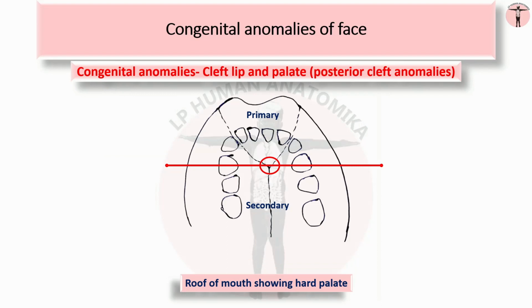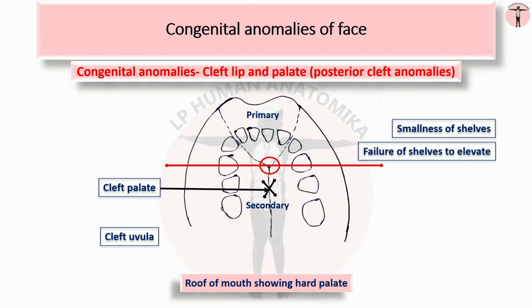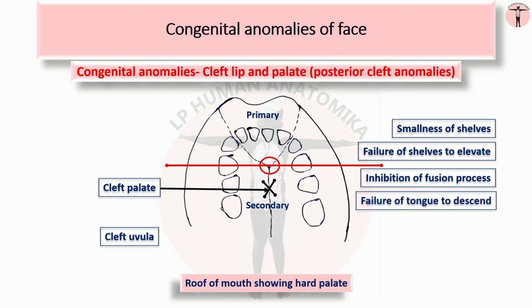The posterior cleft anomalies. The anomalies that lie posterior to the incisive foramen include cleft palate and cleft uvula. Cleft palate results from a lack of fusion of the palatine shelves, which may be due to smallness of the shelves or failure of the shelves to elevate, or inhibition of the fusion process itself, or failure of the tongue to descend between the shelves because of micrognathia.